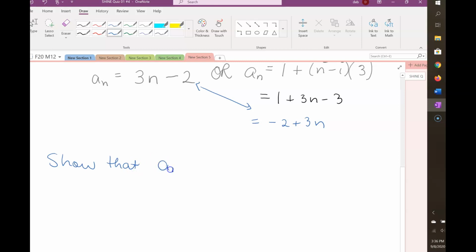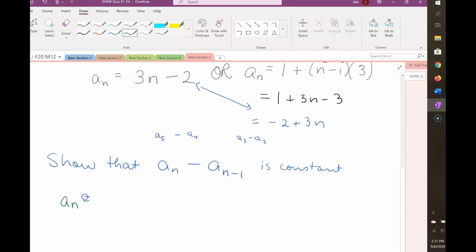is that a sub n minus the term that comes before it. So this is like a sub 5 minus a sub 4. A sub 3 minus a sub 2. It's any term minus the term that comes before it. If you can show that this is constant, that will show that you have an arithmetic sequence.